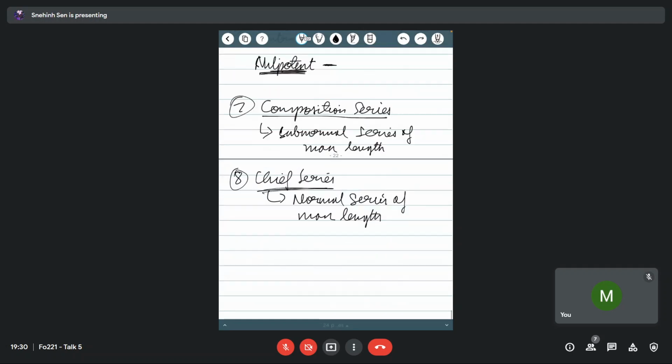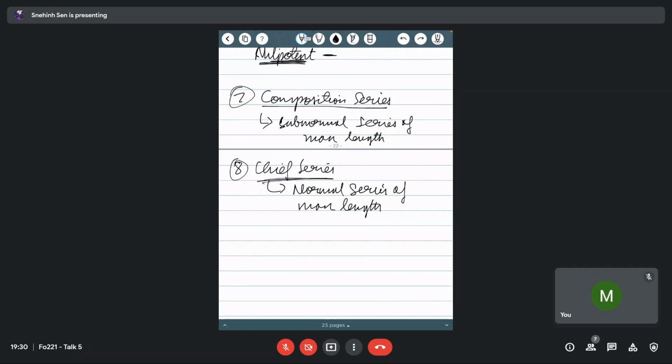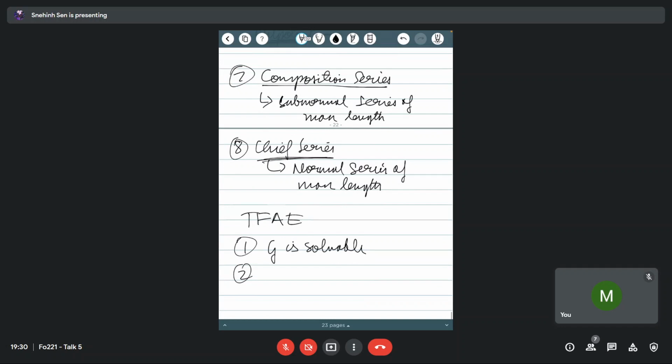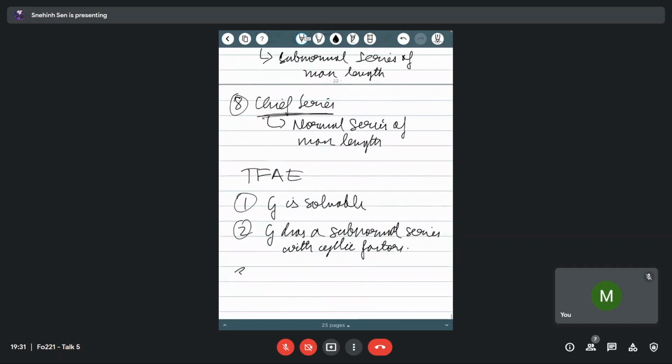So the idea is, as I said, for solvable, there I said that there is a cyclic one. And it turns out the following are equivalent. That is, G is solvable, the way we defined it later on. G has a subnormal series with cyclic factors, the stronger one. And finally, G has a composition series with abelian factors. And in fact, because it's a composition, you cannot increase the length further. So all these abelian factors have to be cyclic in a sense. So this is more than enough.